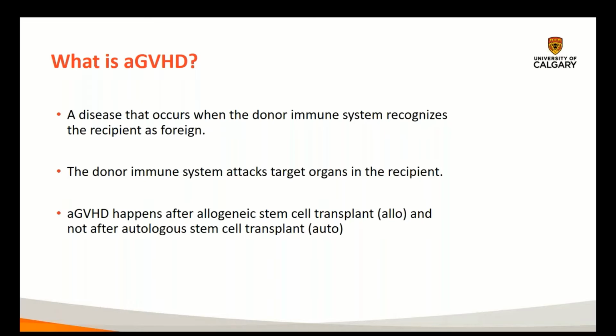And so as you might imagine, acute graft versus host disease happens after allogeneic stem cell transplant and not after autologous stem cell transplant. And so what we mean by allogeneic is when you're receiving stem cells from a donor, in contrast to autologous, when you are receiving your own stem cells.